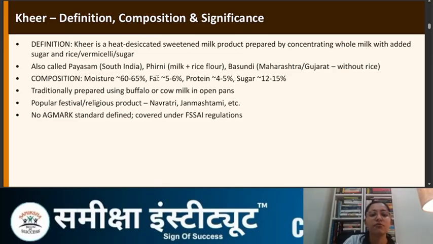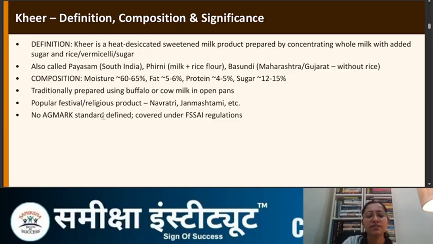Fat will vary, depending on the type of milk that is used. 5 to 6% protein is also there, then sugar is added externally. Traditionally it is prepared using buffalo or cow milk in open pans. Both are equally important for this production. When we study khoya, we'll see that buffalo milk is preferred over cow milk for the production. It is a popular festival food and has religious association as well.